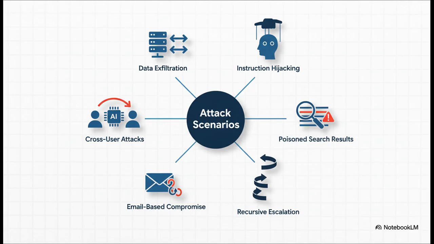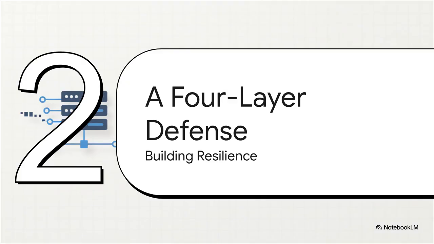And here's where it gets really scary. When you connect these AIs to tools, like sending emails or booking meetings, the attack can break out of the chat window and cause real-world damage. All right, that's the bad news. The threat is real, the risks are big. So, what do we do about it? Well, the answer isn't some magic fix. It's about building resilience with a solid 4-layer defense strategy.